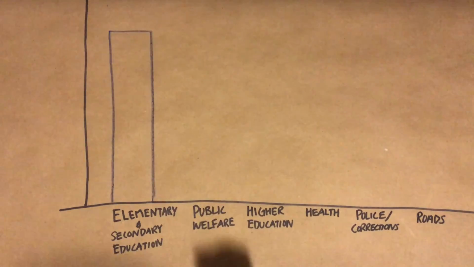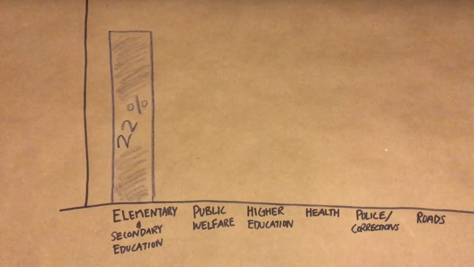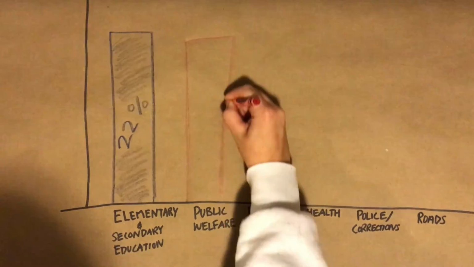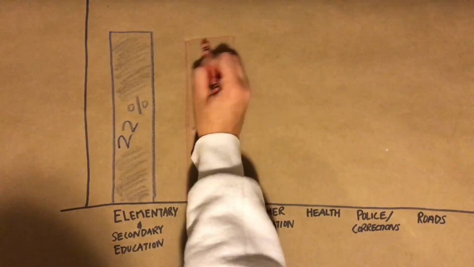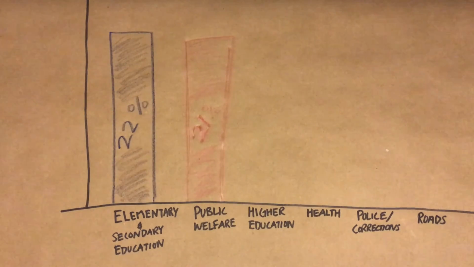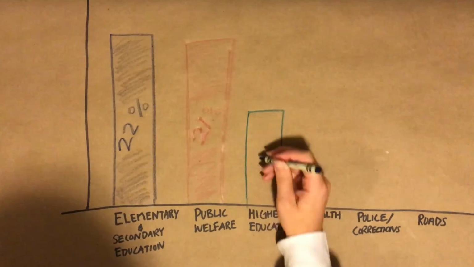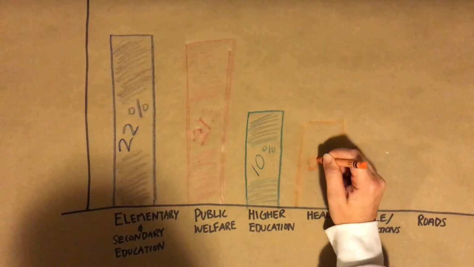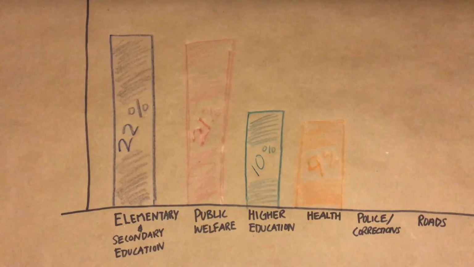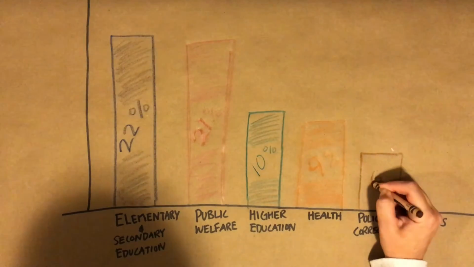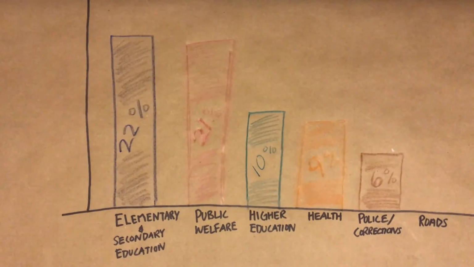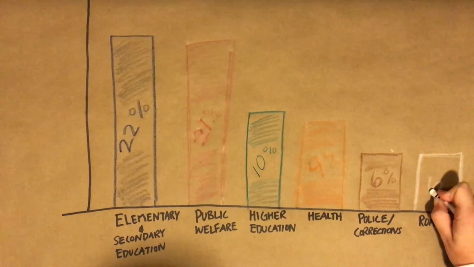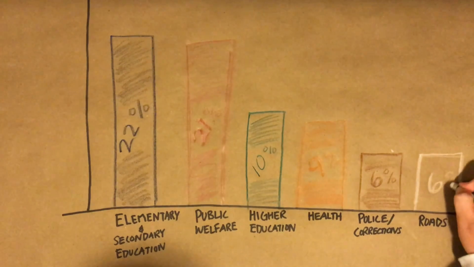So the elementary education takes up the most of the spending, which is 22%. Second, public welfare takes up 21%. Third, higher education takes up about 10%. Next group, health, which takes up about 9%. And then police and corrections, 6%, which is also equal to how much we spend on roads, which is about 6%.